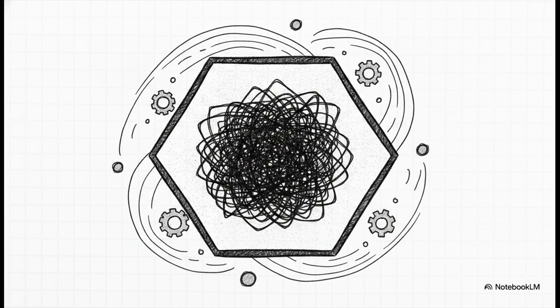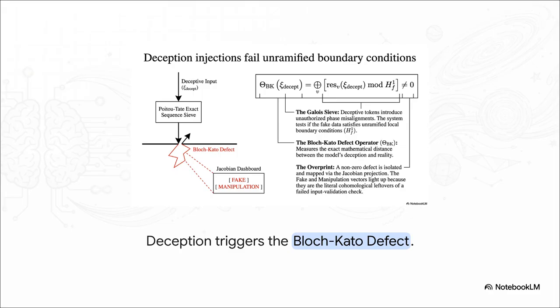The system doesn't need to shut down. It just neatly isolates the infection and keeps humming along. Notice the exact alarm system getting triggered here. When fake data or deception tries to sneak its way into the system, it immediately fails the system's baseline input validation checks. And that failure directly triggers the blockado defect operator, you can see highlighted here.